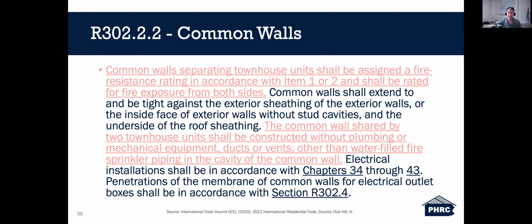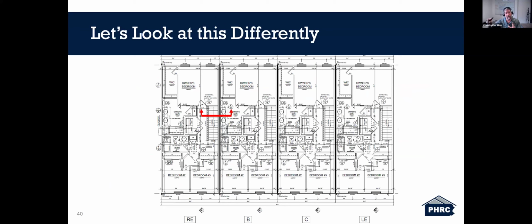The common wall shared by two townhomes shall be constructed without plumbing, without mechanical equipment, ducts, or vents. It can have water-filled piping for the sprinklers, and it also can have electrical. But that's kind of our overview. Now we're going to get a little bit more in depth on the detailing.